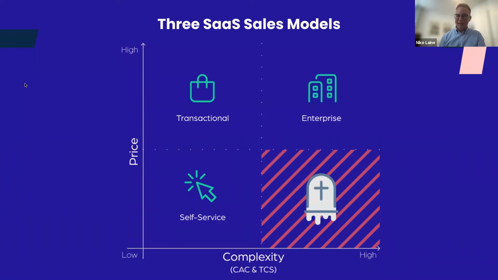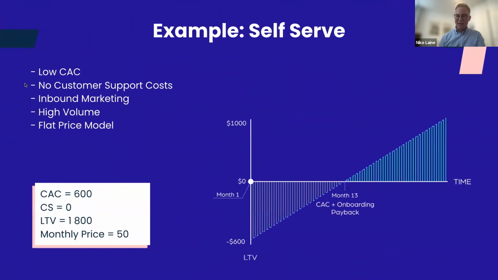Let's go to the next slide, and we are talking about giving you a couple of practical examples so that this becomes a little bit more clear with some numbers and charts. So let's look at self-serve first as an example. As we discussed previously, there's usually a low CAC, no customer support costs because it's self-serve, high volumes, inbound marketing, and usually a very easily understandable flat price model.